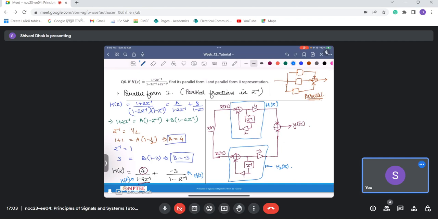Any questions? So only for parallel form, we have to start with partial fractions, so that we can express it as X1(z) plus X2(z) plus X3(z) like that. Yeah, okay.